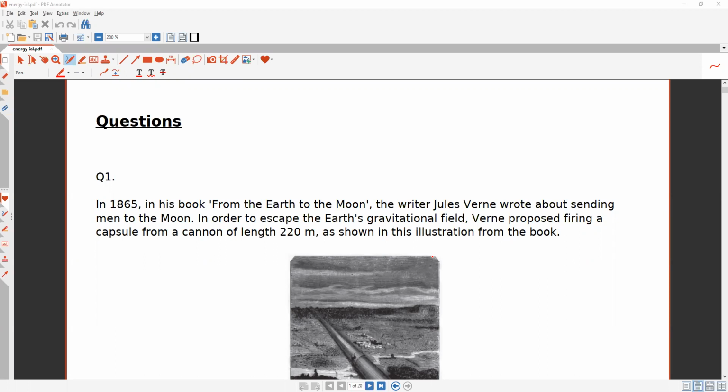Question number 1. I don't know which question bank it is from. Some of you were complaining that I did not write the years over here, but these were randomly generated questions, so I can't do anything about it.